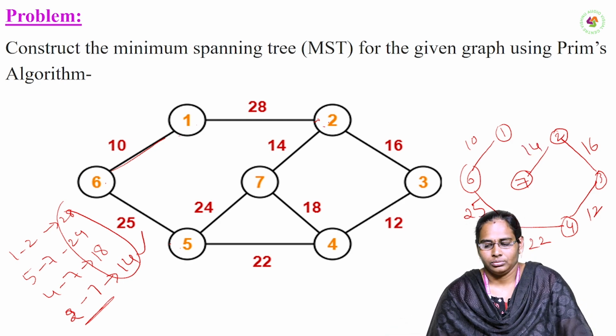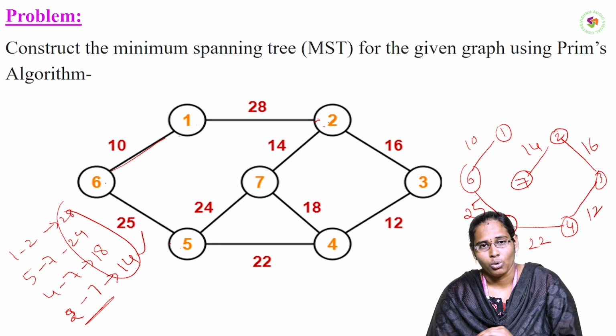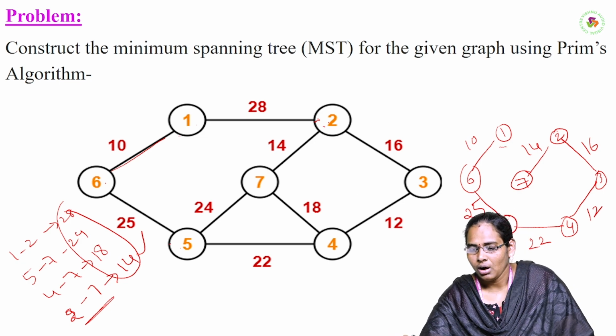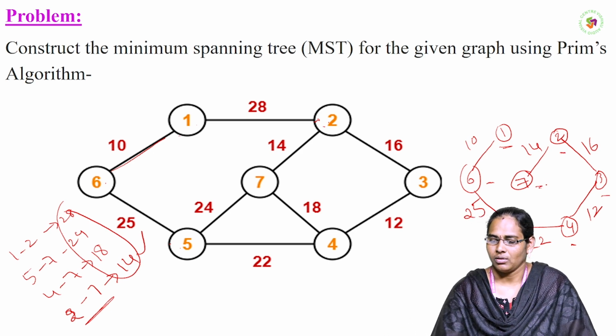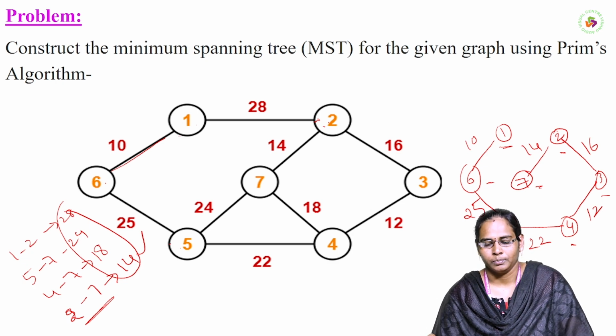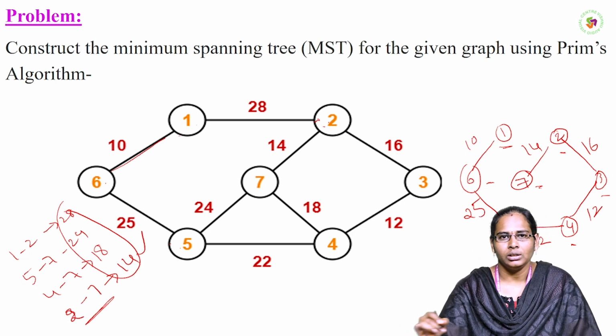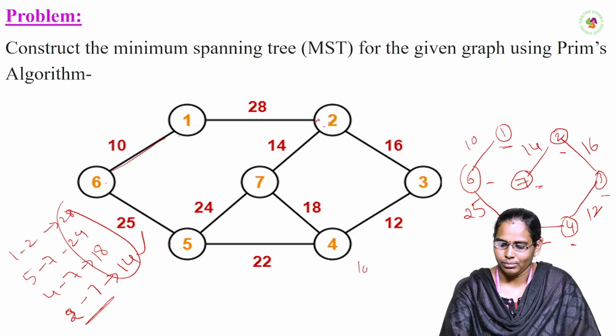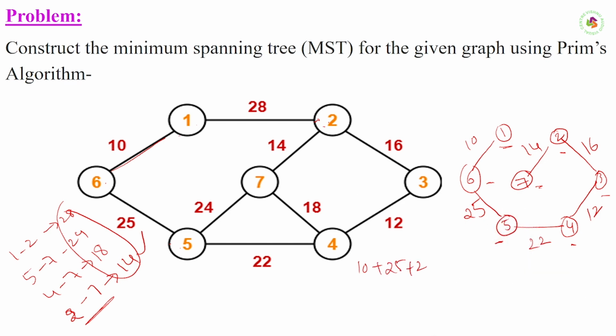Then we have to continue the procedure? No need. Why? Because here all 7 vertices are visited. Yes, all vertices are completed. Then you have to stop the procedure. Now again calculate the MST cost. So 10 plus 25 plus 22 plus 12 plus 16 plus 14. Again we have 99 units.